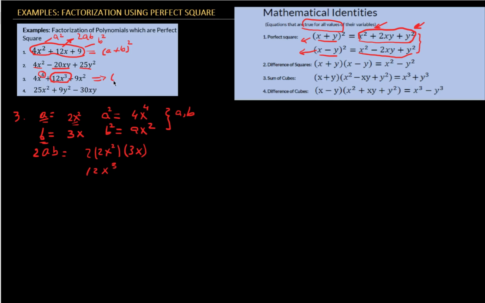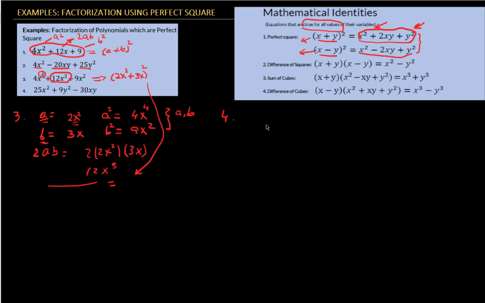Because we have 12x cube in the middle, it means this whole polynomial is a perfect square of what? a plus b whole square. What is a? 2x square plus b is 3x. So this polynomial is a whole square of this. So you can write this whole polynomial equals this much, and that would be your answer. Now example 4.